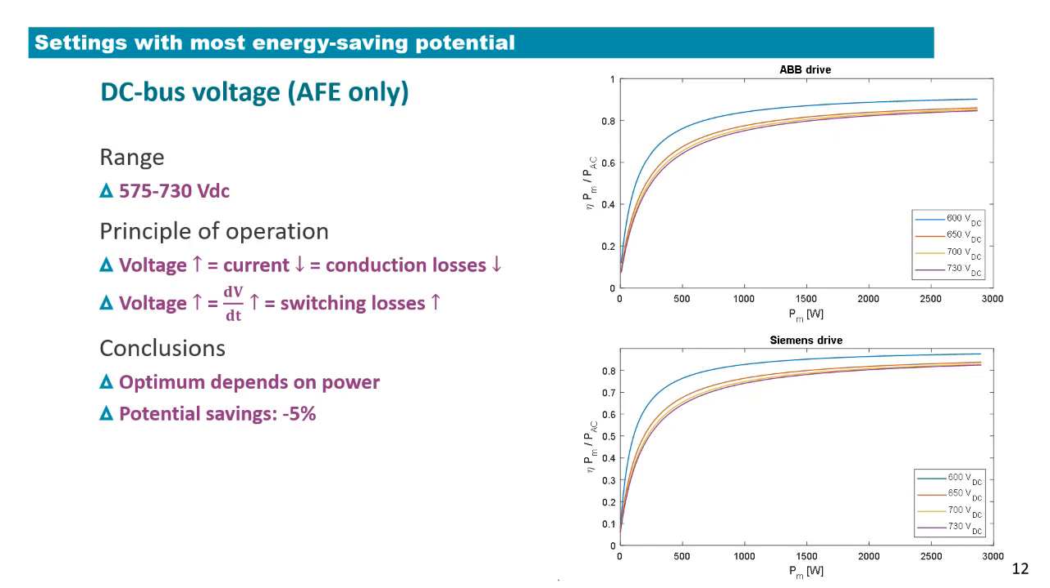For the given graphs, for a small motor, we see that in that case, an increase of the DC bus voltage was not so good. So we had a reduction of the efficiency as the DC bus voltage was increased. And for that specific machine, we had potential savings up to 5%.